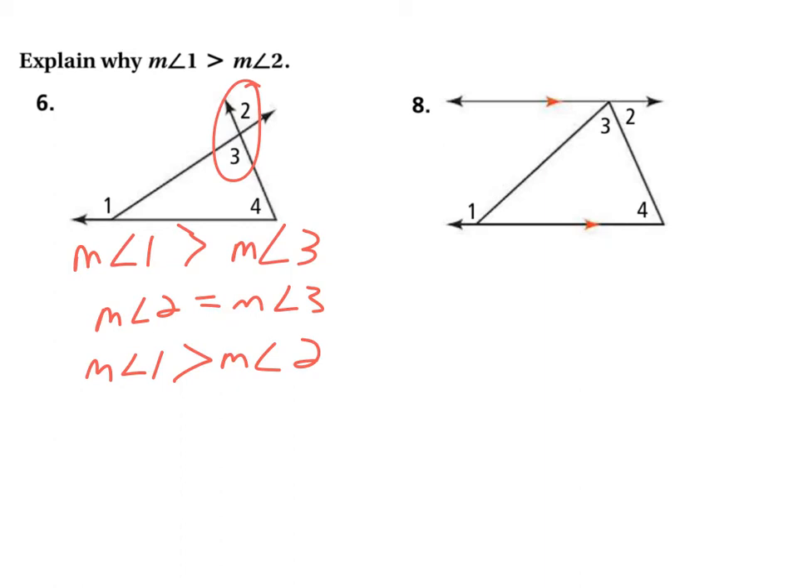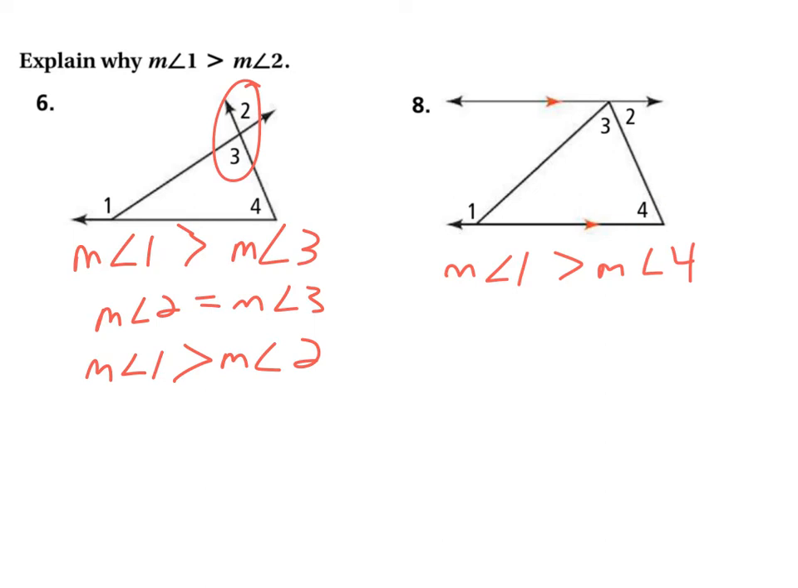Number 8, same idea. We know that the measure of angle 1 is going to be greater than the measure of either one of the remote interior angles. And I'm going to say greater than the measure of angle 4. Okay, and there's a reason why I'm saying this. So we know that angle 1 has a greater measure than angle 4 does.